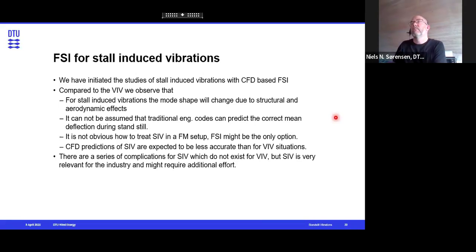So it is complicated if you go from the vortex-induced vibrations, where we know a lot about the mode shapes, to the stall-induced cases where we have higher wind speeds, more deflections, and basically aeroelastic mode shapes. In those situations, the only thing that we can do is maybe to go to the full FSI coupling with the CFD.